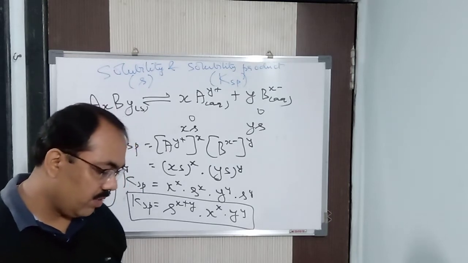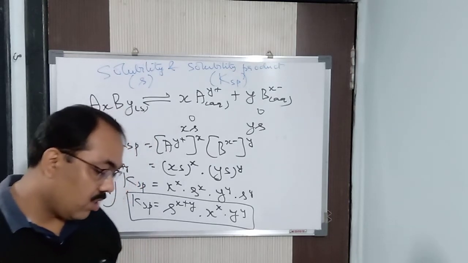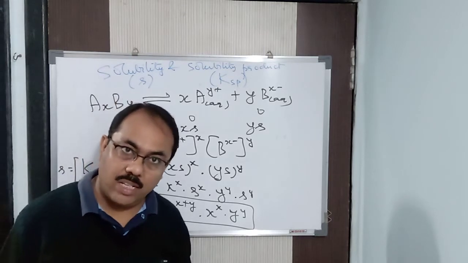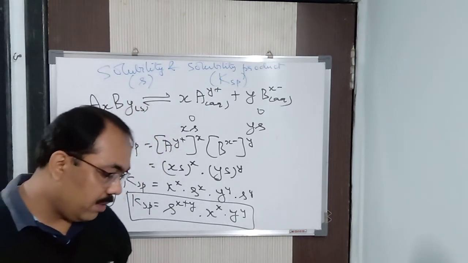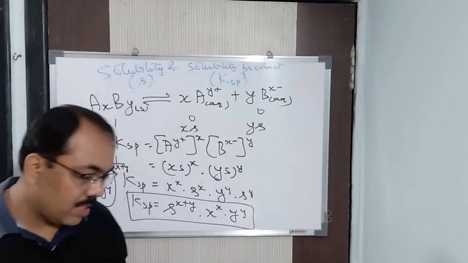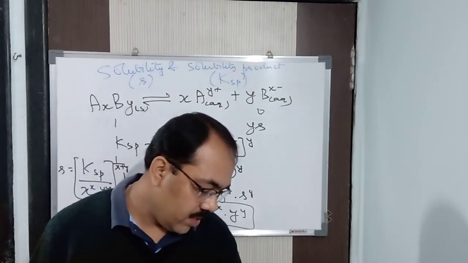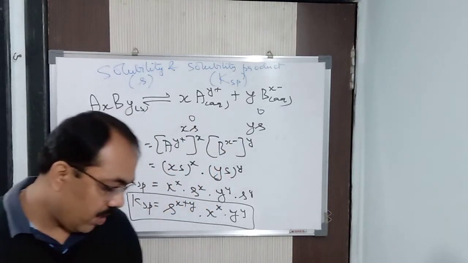The solubility product of a salt is a constant at constant temperature, as I already said, whereas ionic product depends upon the concentration of the ions in the solution.